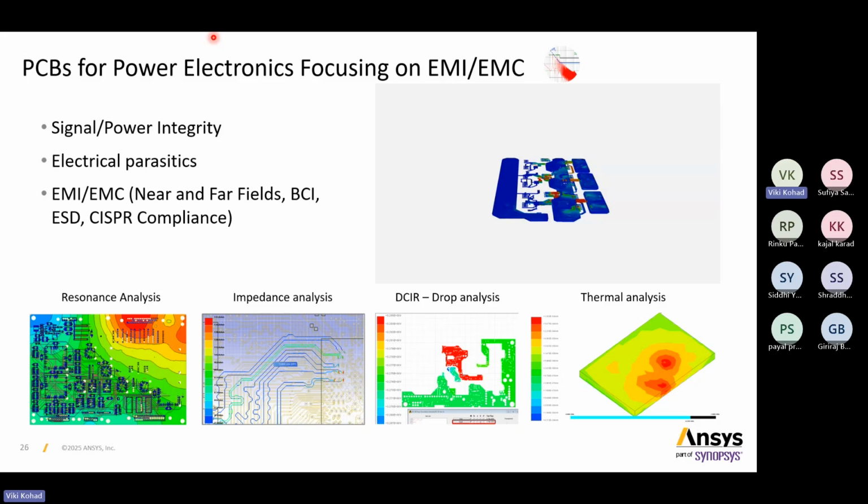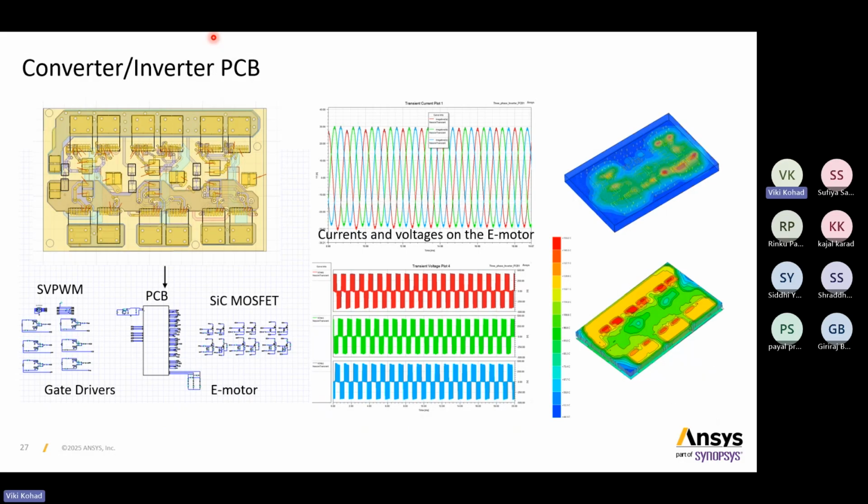Then you have to check the temperature control. For that you need to use Icepak to check the thermal parameters, how your thermal parameters are getting used. Next, the converter and inverter is there that you can see. This is actually the PCB analysis. Here you can see, this one is the PCB.